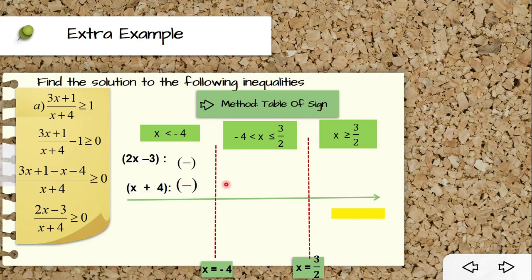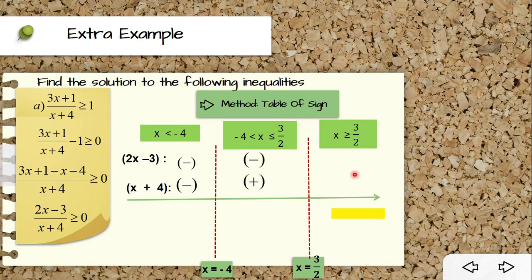Okay, next we try the middle part. What do we substitute? For the interval x more than -4, less than or equal to 3/2, you can substitute any value, but the easy value is x = 0. When you substitute into the first factor, you get negative, right? When you substitute 0 into the second factor, you get a positive value, right? 0 + 4 gives +4.